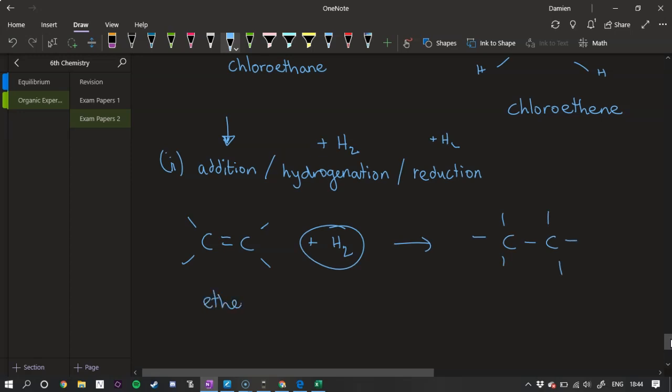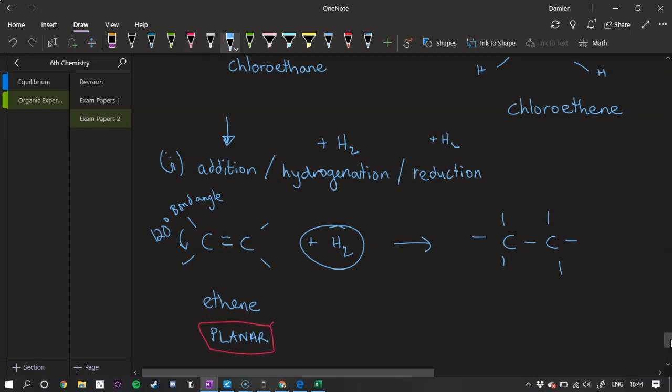So when you're talking about ethene, ethene is a planar molecule. So what you end up having is 120 degrees of a bond angle. And this is planar. Now, what are you expected to come up with in this? You're just expected to come up with the word planar.